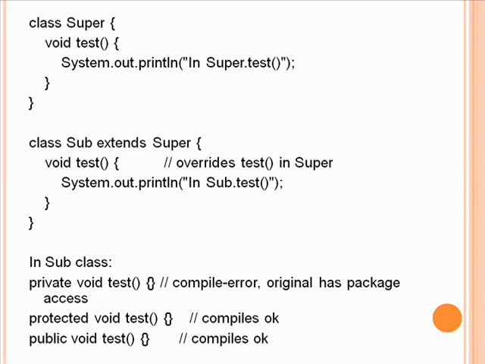According to this code, class sub overrides the test method of the class super. This method's access level is default. So, if we mark the overridden method as private, it will give us a compilation error. But marking the test method with public or protected modifiers would be fine.